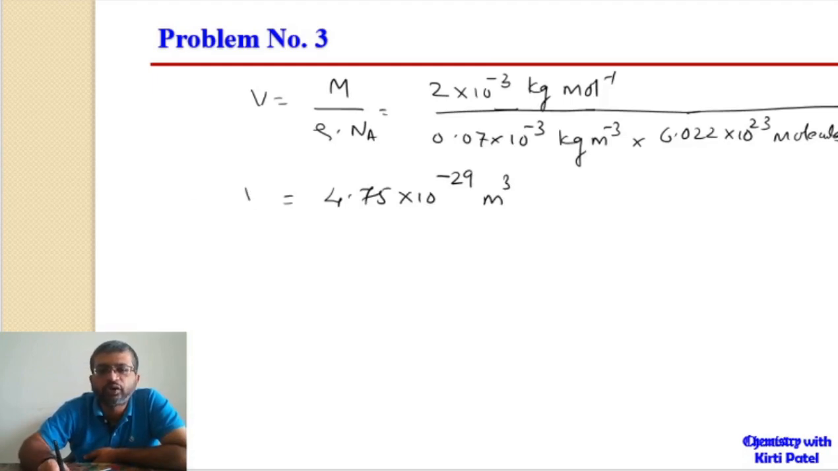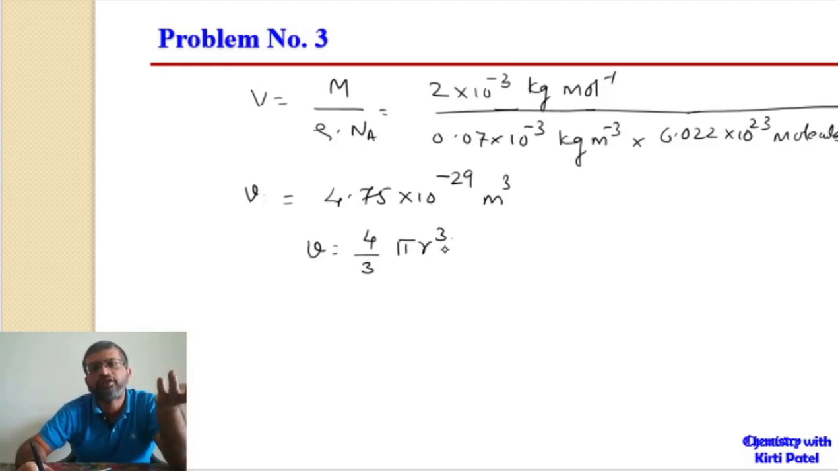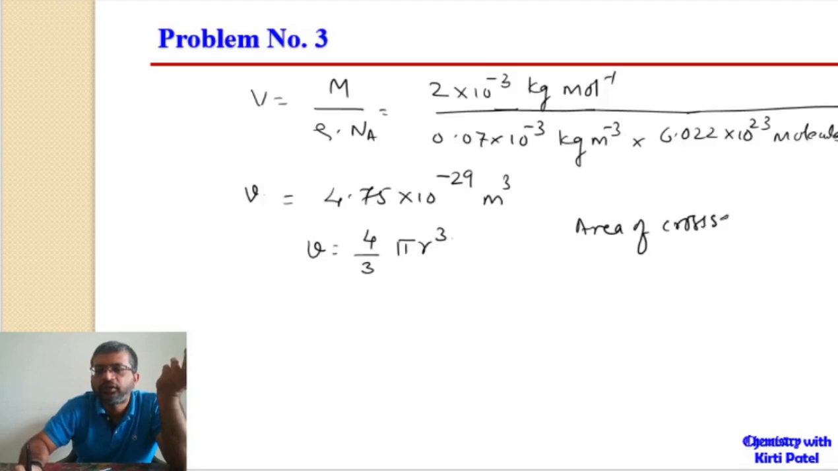This gives us the volume of molecules of hydrogen. From this volume we can calculate the radius; we can assume the molecules as spheres. So from V is equal to 4/3 pi r cube we can get the radius. From the radius we can calculate the area of cross section. Area of cross section is nothing but pi r square.